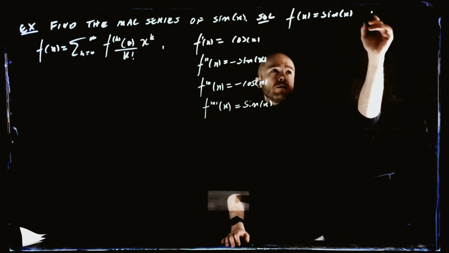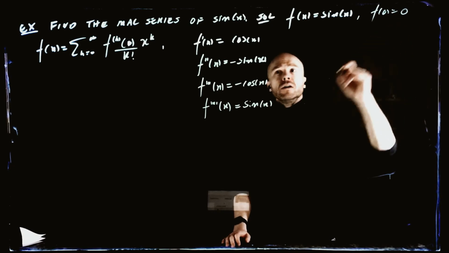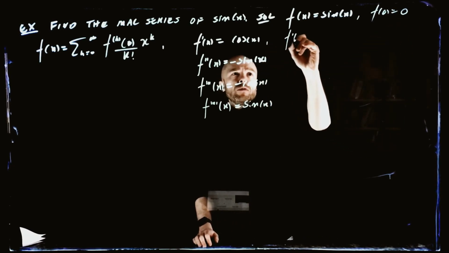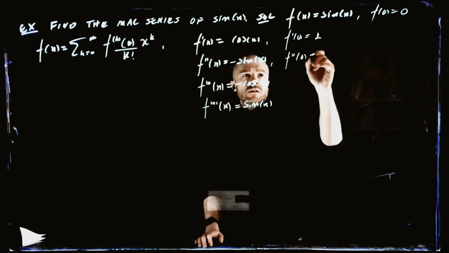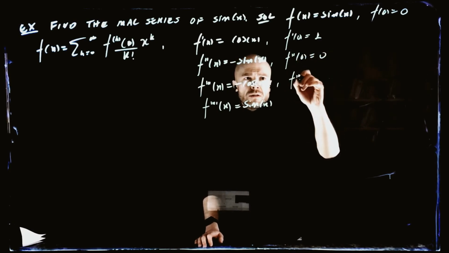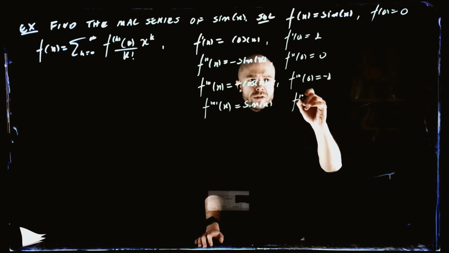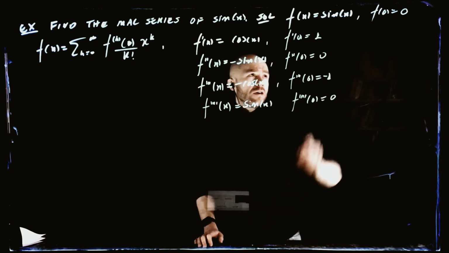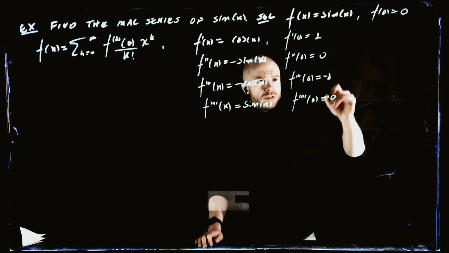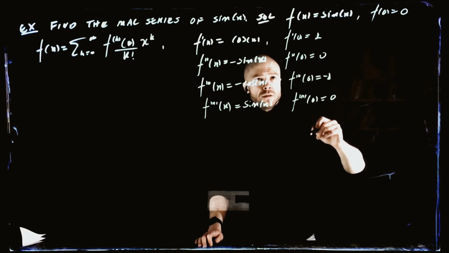So when x equals 0, f of 0 is 0 here. f prime of 0 is 1 here. f double prime of 0 is 0. The third derivative at 0 is minus 1. And the fourth derivative at 0 is 0. So we go 0, 1, 0, minus 1, 0. And then we repeat.